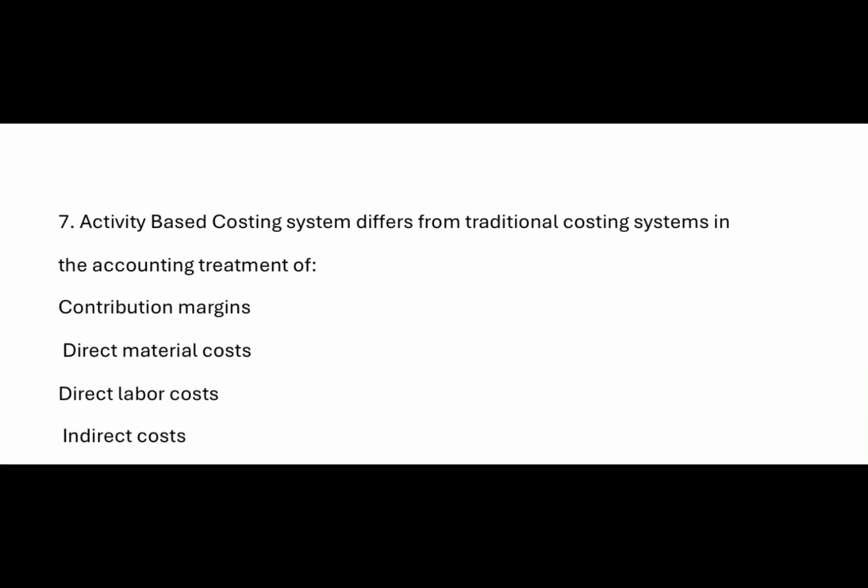Okay, so question 7. Activity-based costing system differs from traditional costing system in the accounting treatment of contribution margins, direct material cost, direct labor cost, or indirect costs. Well, traditional costing systems focus only on direct costs, so single overhead rates. But the ABC activity-based costing system assigns indirect costs more accurately to products by their activities. This means that the difference is indirect costs.